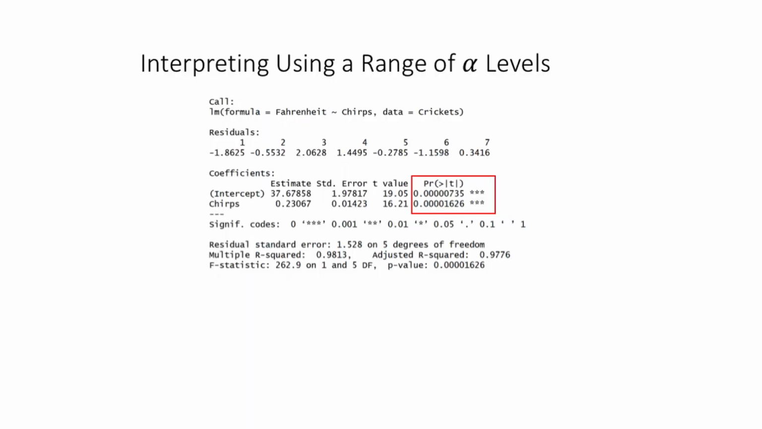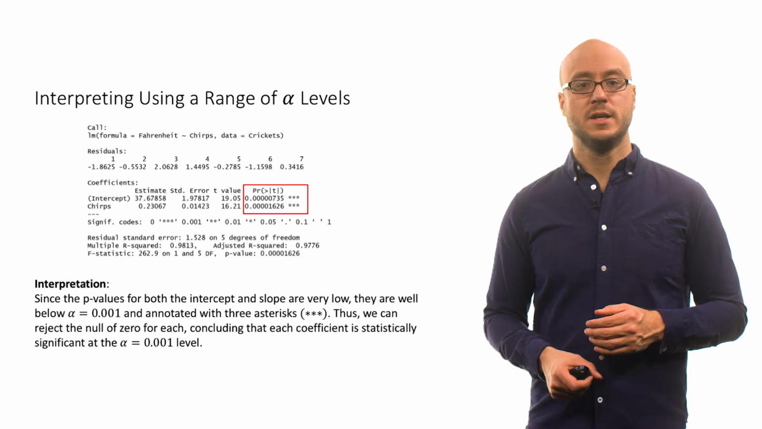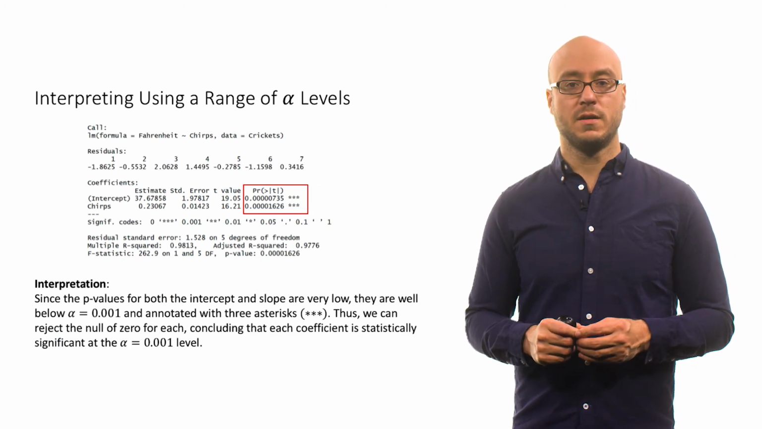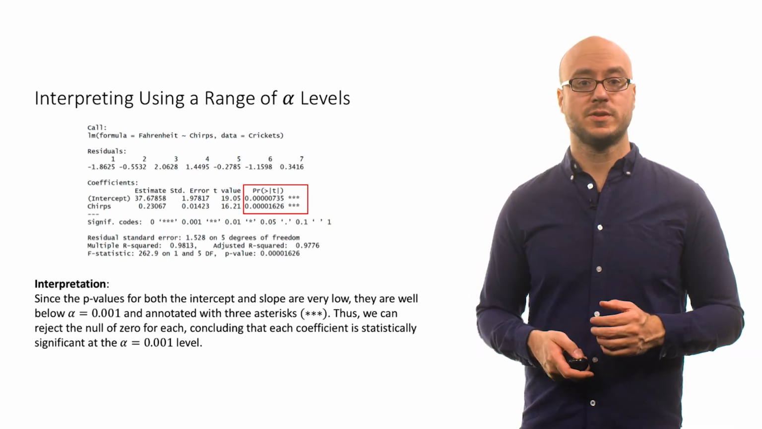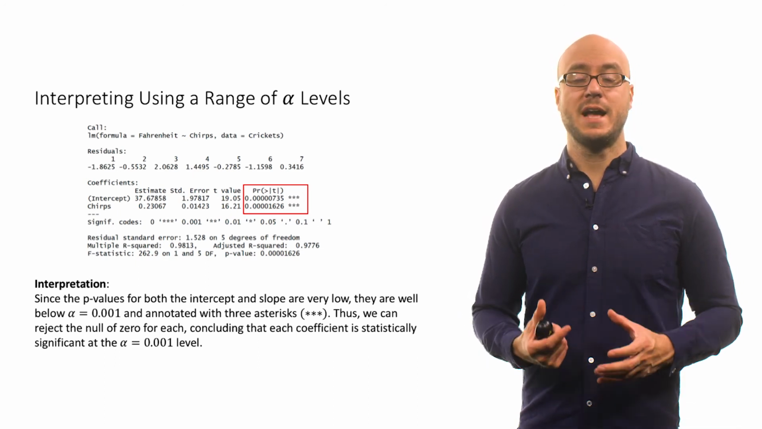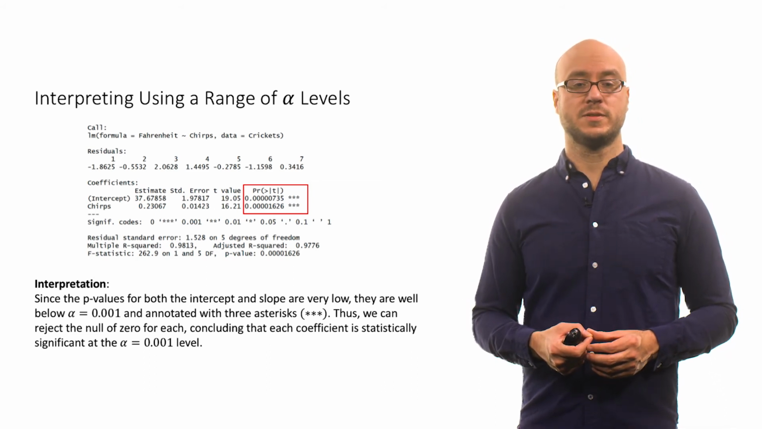Okay, so here we are given the p-values, and you can see that we have these asterisks. Both lines are, in fact, annotated. The intercept has 3 asterisks. Its p-value is annotated. And the variable chirps, its slope, is also annotated in terms of its p-value. Since the p-values for both are very low, they're both well below alpha 0.001. And they're both annotated with 3 asterisks, meaning we can say they're statistically significant at the alpha 0.001 level.